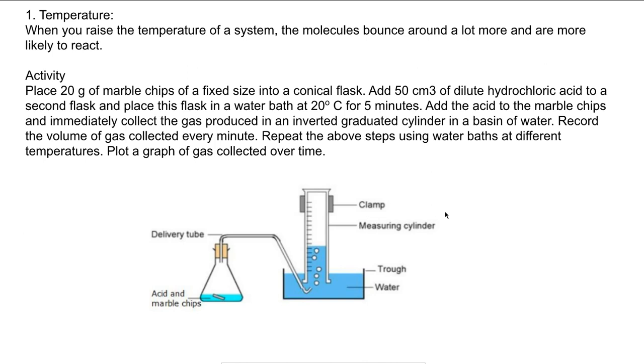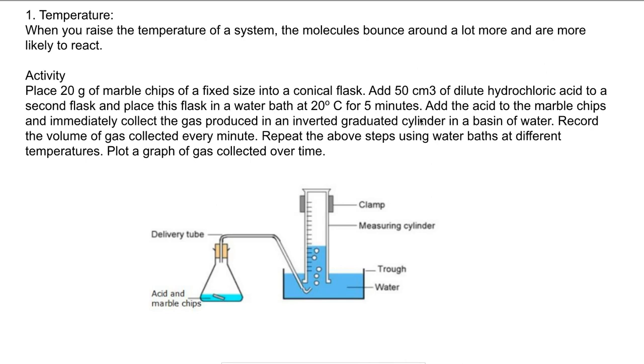So I want you to examine carefully the way this experiment is done. We're going to use marble chips, which is limestone, crushed stone, and we're going to react that with hydrochloric acid. So at the start of this, we're going to measure out 20 grams of marble chips or crushed stone, calcium carbonate. They're all going to be more or less the same size. And add that to a conical flask. Then we'll add 50 centimeter cubed of hydrochloric acid and place this flask in a water bath at 20 degrees for 5 minutes.